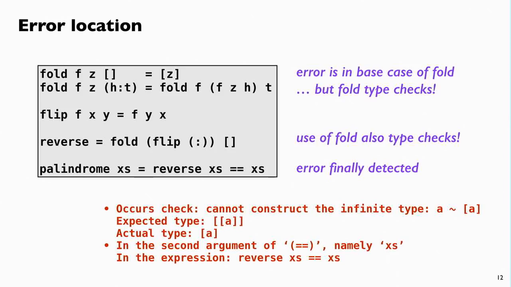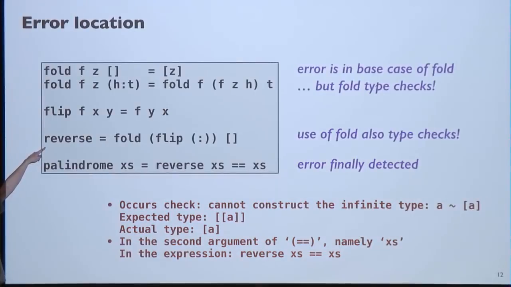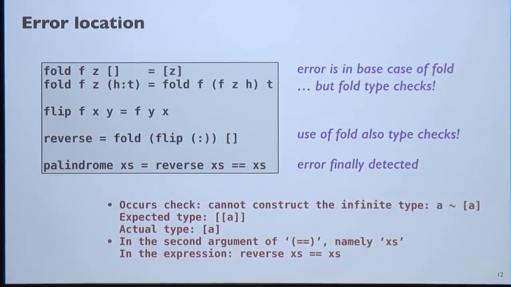So there's an error in the base case of fold, but fold without any type annotations actually type checks. The use of fold later in the reverse function also type checks. We don't actually detect the error until two uses later in the palindrome function, when GHC finally detects the error. OK, so this is a problem, and we can see it exhibited here in GHC.